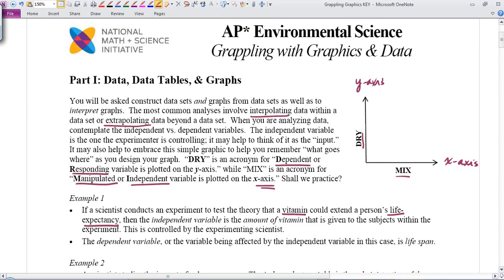Then the independent variable is the amount of the vitamin. The experimenter is actually manipulating that. So it's being manipulated, it's independent, it's the M and the I of MIX, so it goes on the x-axis. Then the dependent variable is the one that is being affected. And notice affected with an A. A is the action verb, E is the noun, so effect versus affect. So this is being affected by the independent variable. In this case, then, that would be lifespan.